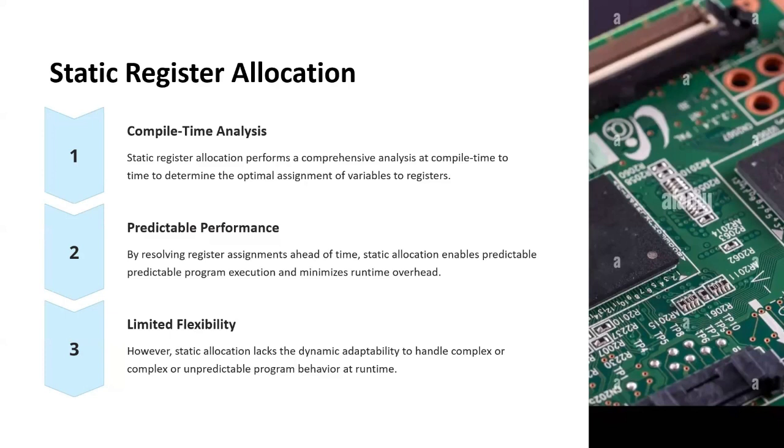So we saw different strategies. So there were three strategies. In that, the second type, that was static register allocation. Under that, compile time analysis. Static register allocation performs a comprehensive analysis at compile time to determine the optimal assignment of variables to the registers. Predictable performance. By resolving register assignments ahead of time, static allocation enables predictable program execution and minimizes runtime overhead. Limited flexibility. Static allocation lacks the dynamic adaptability to handle complex, unpredictable program behavior at runtime.